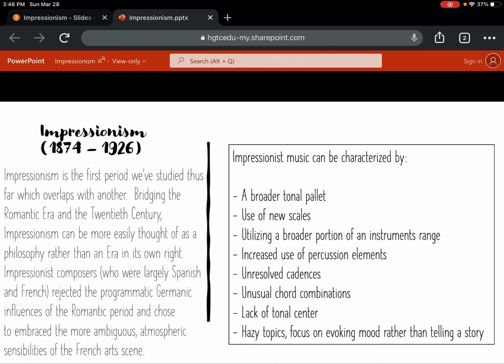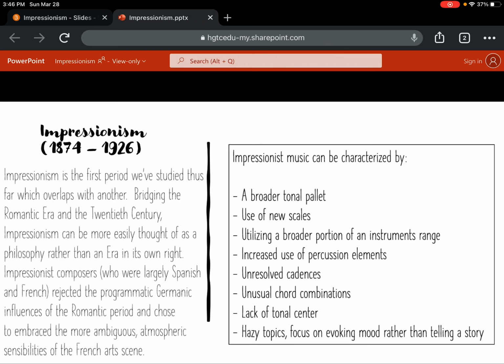Unresolved cadences is a big thing, so there's lots of tension that is just kind of left to be tense. There's not always resolution. Unusual chord combinations, a lack of a tonal center, and kind of hazy topics. Focus on evoking mood rather than telling a story.